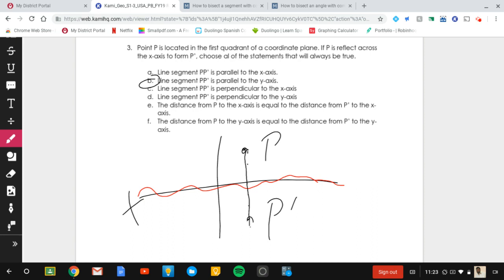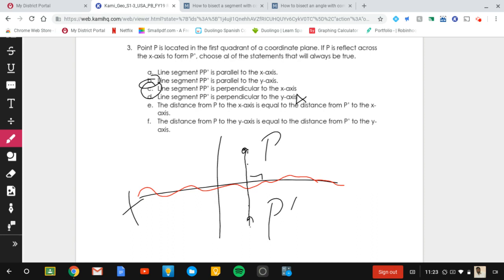Is it perpendicular to X? The answer is yes, because it's touching X at a 90-degree angle here. How do I know that? Because it's a reflection over that line. So yes, C is also one of my choices. What about D? Is it perpendicular to Y? No, it's not even touching Y, so it can't be.